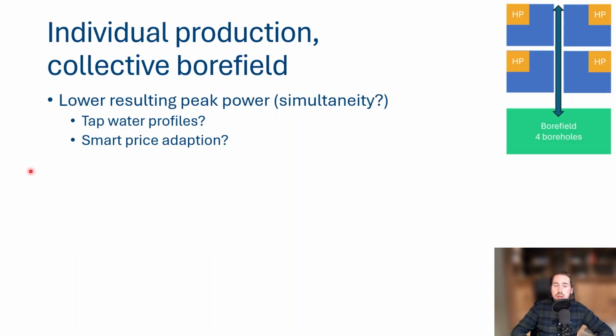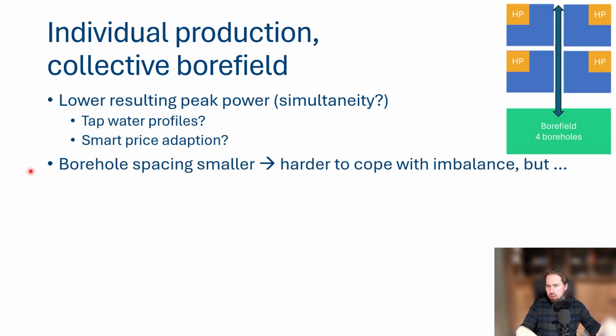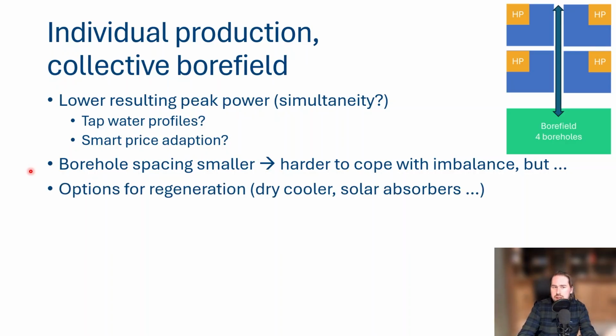Now, in general, since we now have a collective bore field, the borehole spacing is smaller. We are not going to make bore fields where the boreholes are 20 meters apart. That's just not economical. So they are closer to each other, which makes it harder to cope with imbalance. But there is an upside to this, because we now have a central collector, a central manifold where all our boreholes come together. We can also work with regeneration. We can cope with this imbalance working with regeneration. And this we also discussed last week.